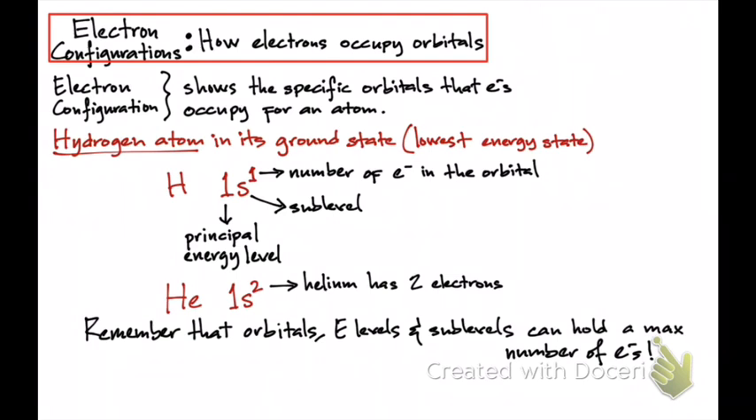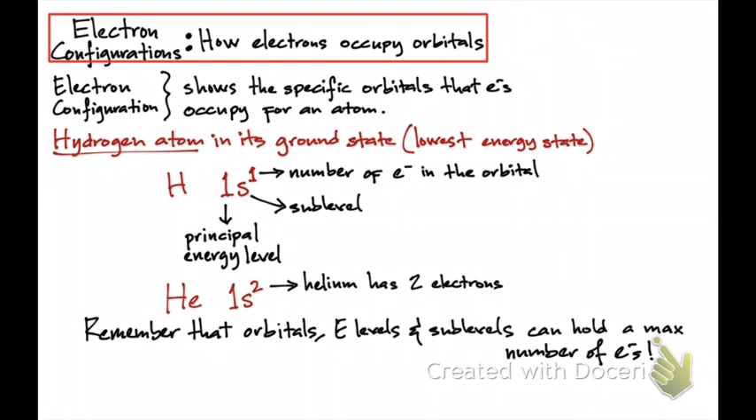And again, there's a reminder here that you always have to remember that orbitals, energy levels, and sublevels can hold a certain maximum number of electrons. Each orbital can hold a maximum of 2 electrons, but because you have multiple orbitals in sublevels P, D, and F, they can have more than 2 electrons. For example, the P sublevel contains 3 orbitals, and multiplying that by 2 electrons, you have a total of 6 in the P sublevel.